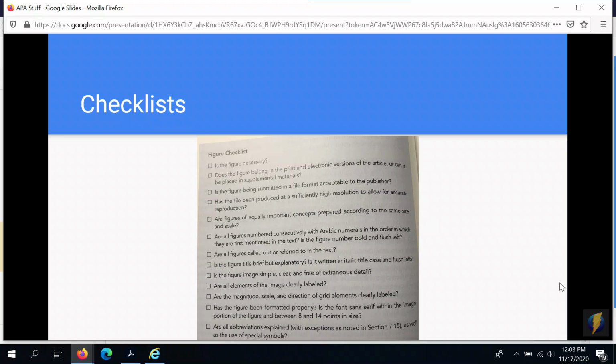As I said, there is a lot more information about figures. Here's the checklist for figures that is included, and this is just part of a much bigger, larger section on making sure that figures are being used in a good and consistent way. So I think this is really helpful for teaching.